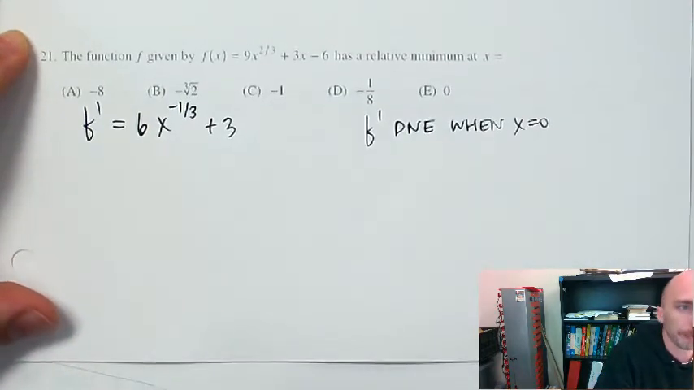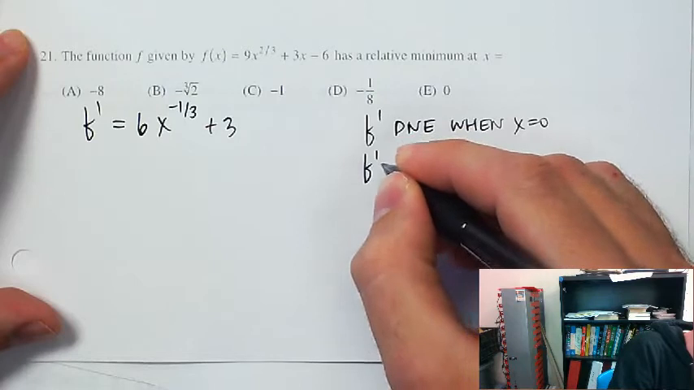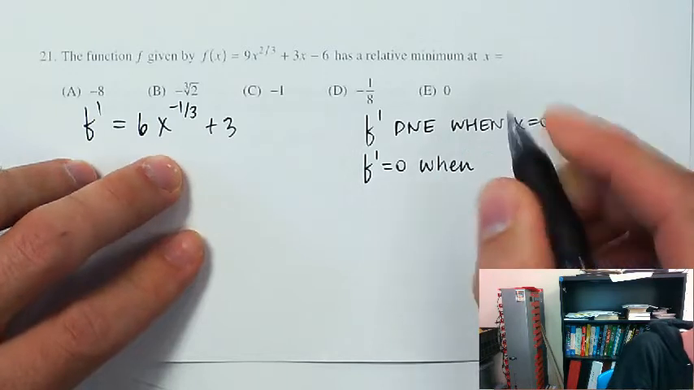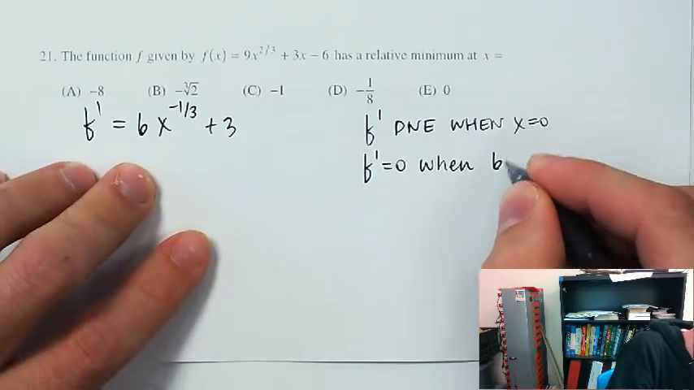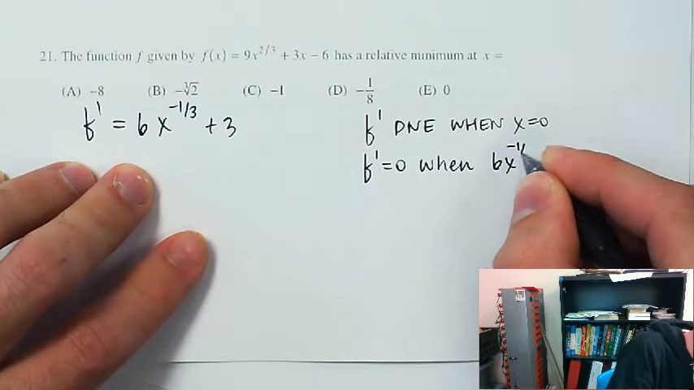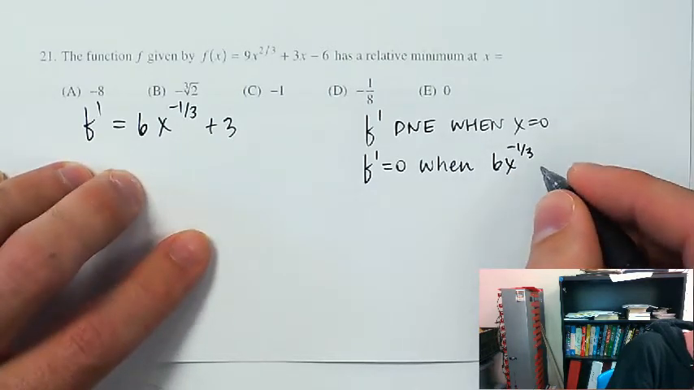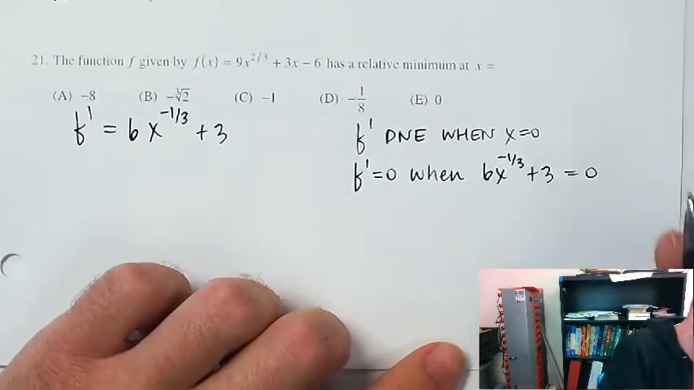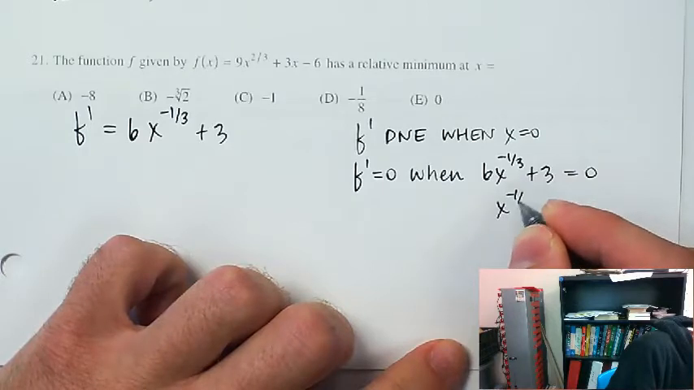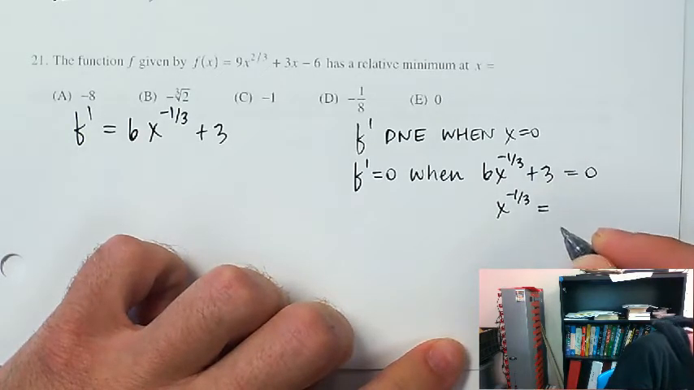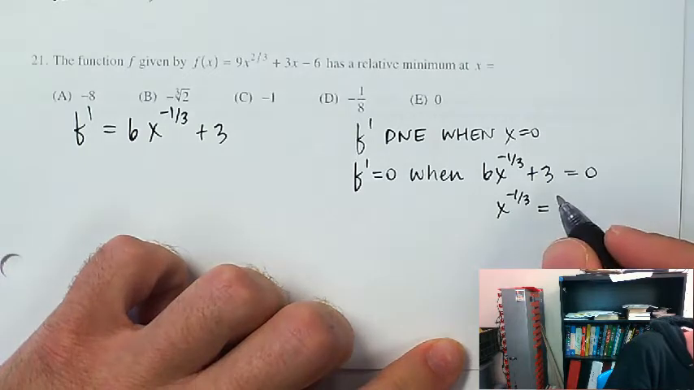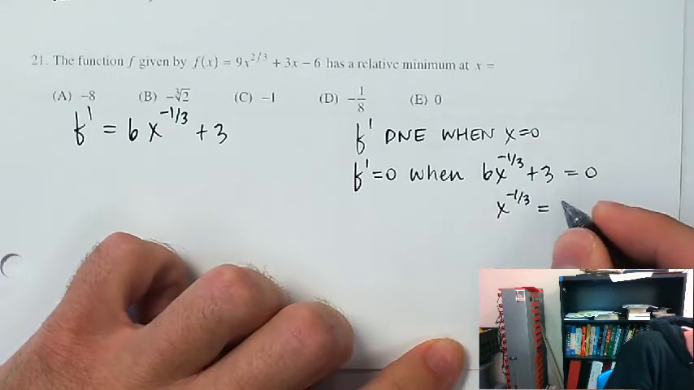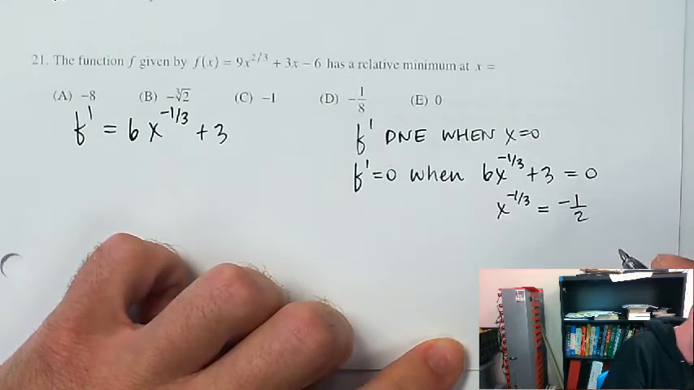F prime fails to exist when x equals 0. Okay. F prime is equal to 0 when 6x to the negative 1/3 plus 3 is equal to 0. And then I'm going to subtract 3 and divide by 6. And so, wait, what am I thinking? Negative 3 over 6, so that's negative 1/2.